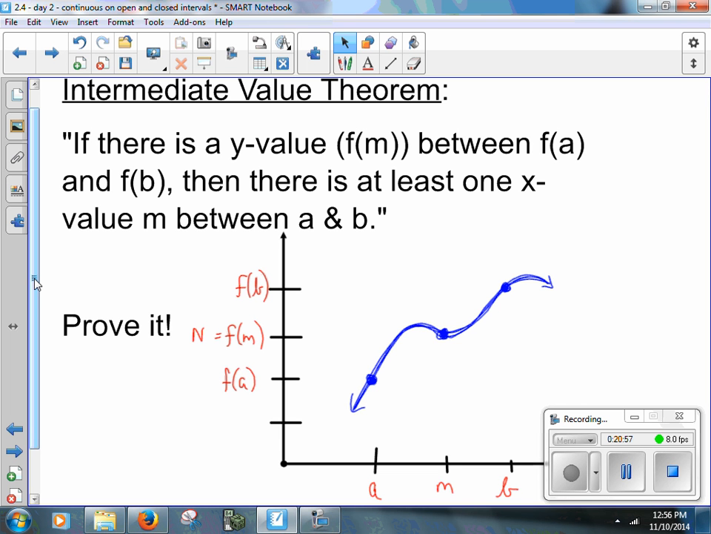If there is a y value, and we'll call that y value f of m, between f of a, the y value for a, and f of b, the y value for b, then there is at least one x value m between those x values a and b. I mean, that's just common sense to me. Exactly.